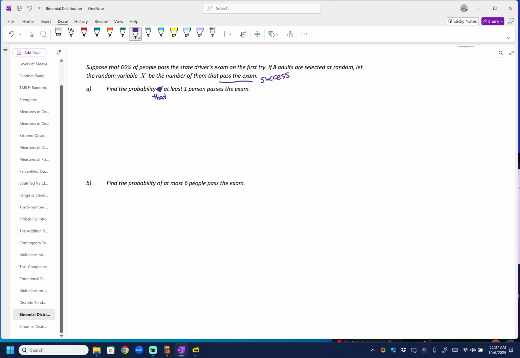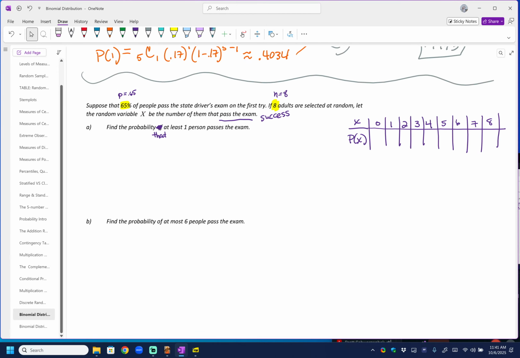We need a fixed n number of trials, so we know that our 8 here is going to be n for the amount of adults who are selected at random. We also need a consistent p probability, which is going to be 0.65, so this is going to be our probability. So what are they asking? It says find the probability that at least one person passes the exam. The terminology at least one implies one or more.